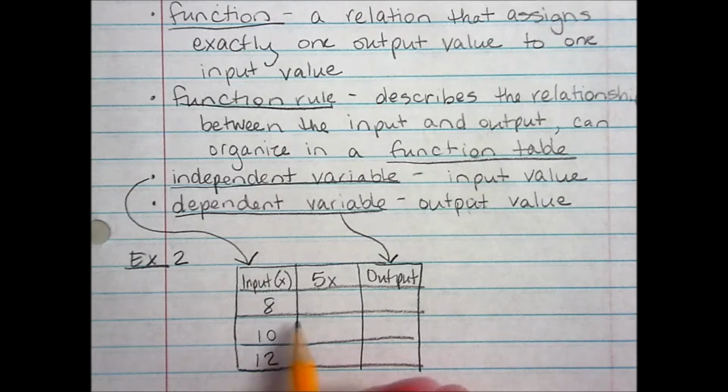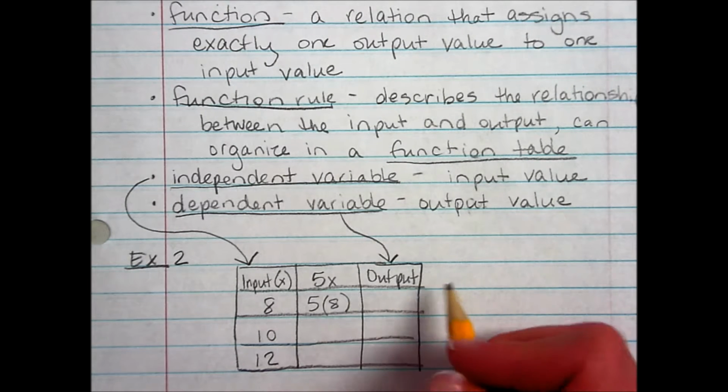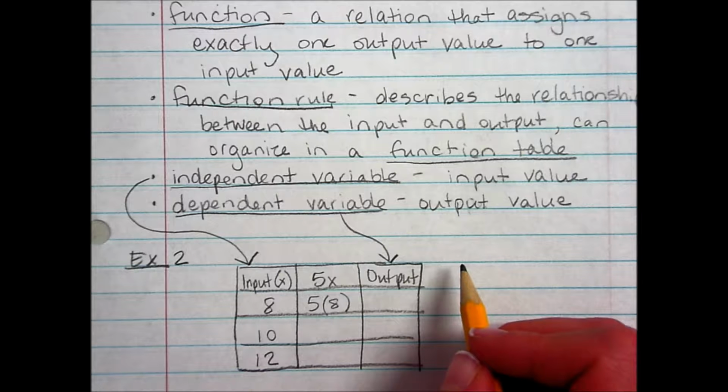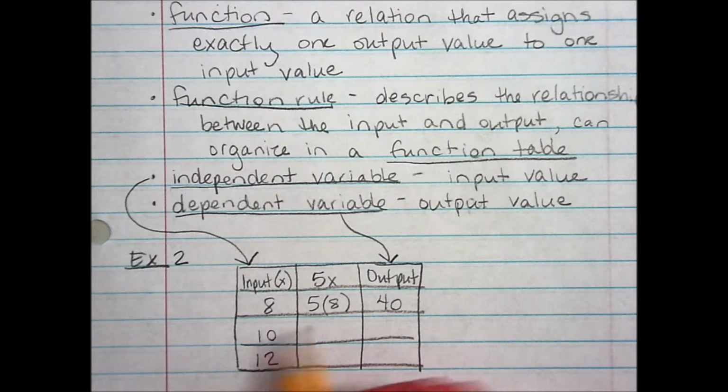Okay, so for each one, if we have 5 times the input of 8, what will our output be? Thank you, Sarah. 40. All right, well, what if our input is 10? Thank you. And what if we input the number 12? And now our function table is complete.